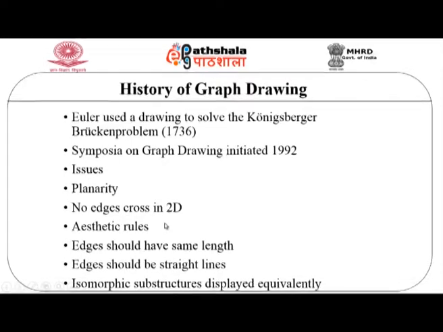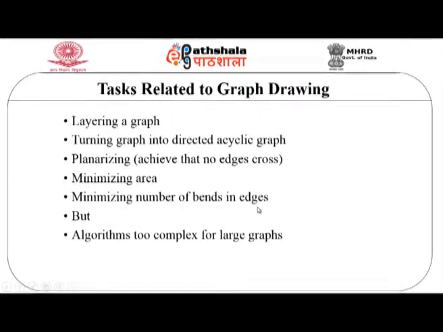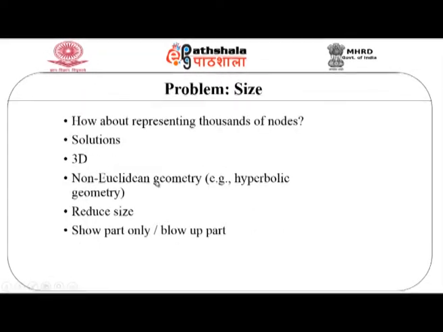Edges should have the same length. Edges should be represented as straight lines, and isomorphic substructures are displayed in an equivalent fashion. The tasks related to graph drawing are layering a graph, turning a graph into a directed acyclic graph, planarizing the graph, that is achieving that there are no edge crossings in the graph, minimizing the area, minimizing the number of bends and edges. Some of the algorithms that are used for all these tasks are very complex, particularly for large graphs.